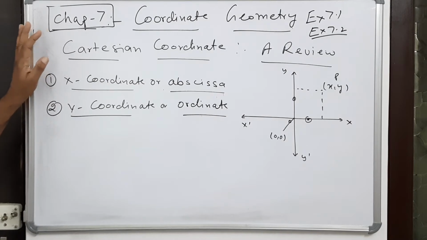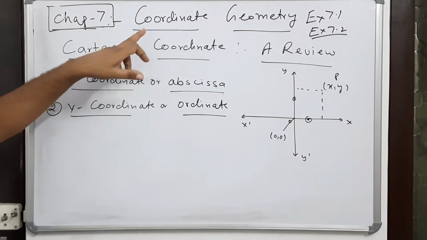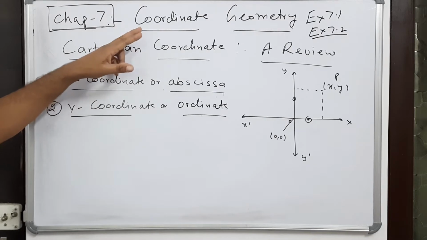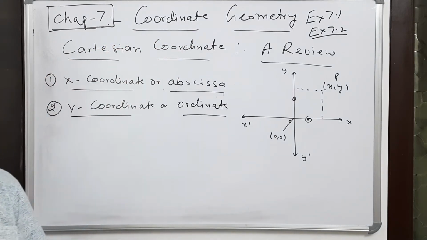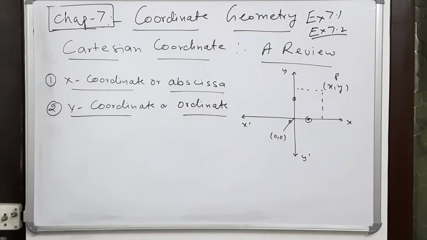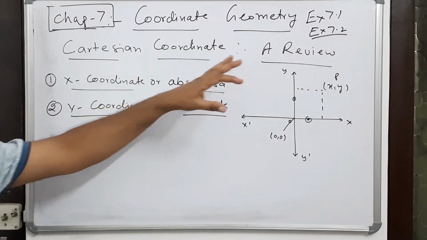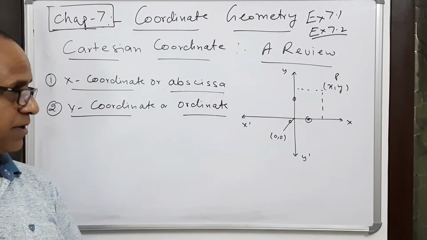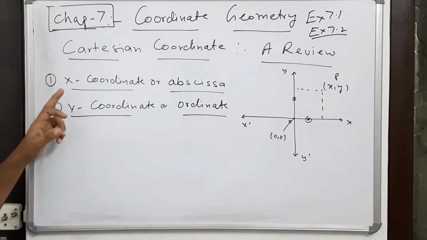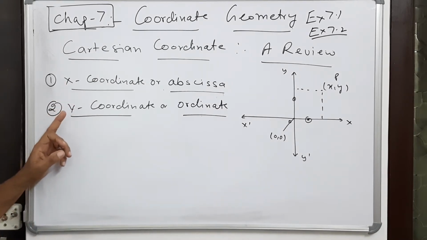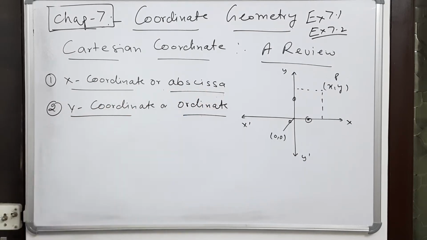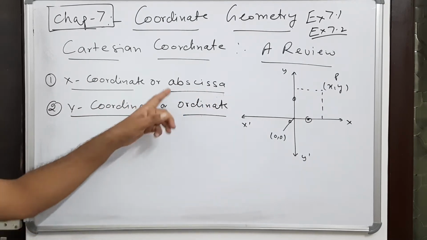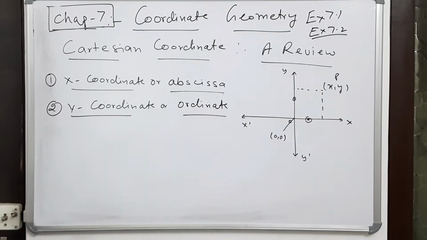But before I start this chapter, last year in 9th class you read coordinate geometry, and it was chapter number 3. So today I am taking a brief review of this before we start this chapter. In that review you see these two terms: x coordinate, which is abscissa, and y coordinate, which is ordinate. These two terms come most frequently.